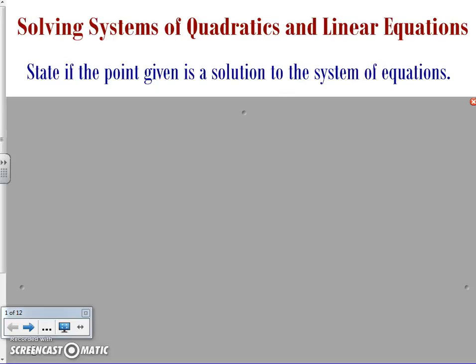First, we are going to solve systems of quadratics and linear equations. Remember, quadratics is a parabola, so our x squared functions, and linear equations are lines. So we want to see where these two systems intersect each other. So the first thing we're going to talk about is if a point that is given to me is going to be a solution, meaning is this point a point of intersection between the two graphs, right?